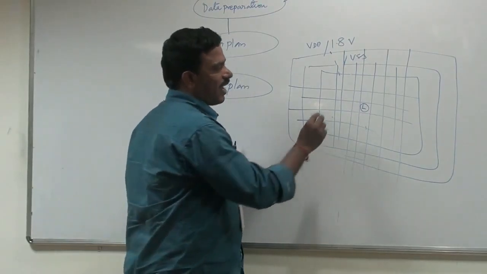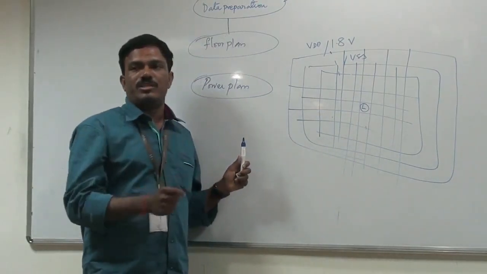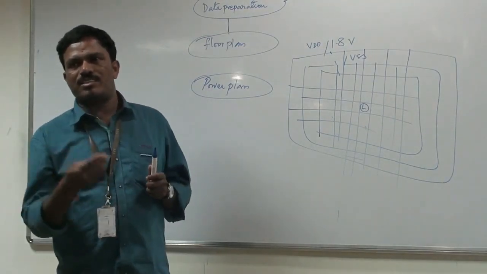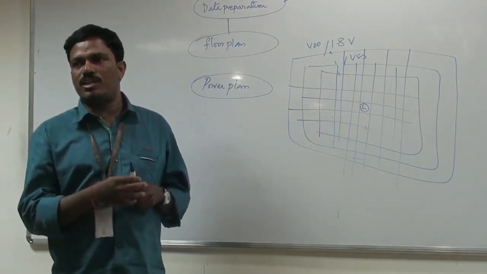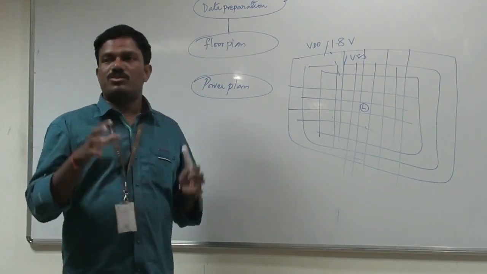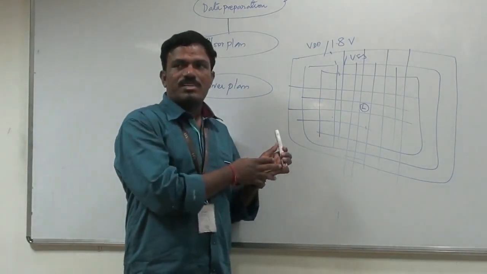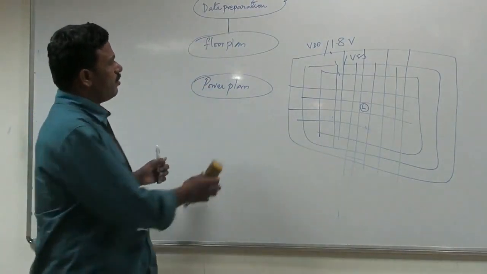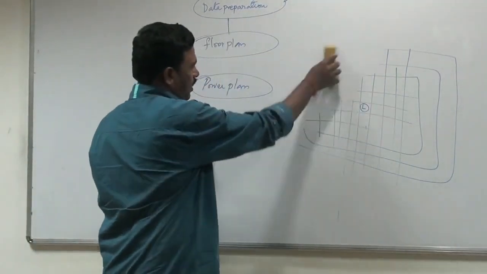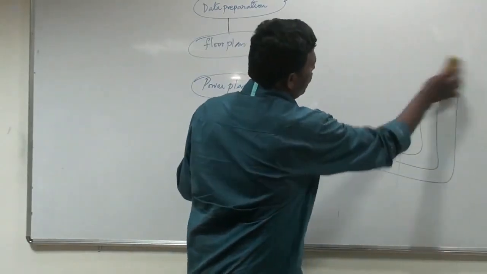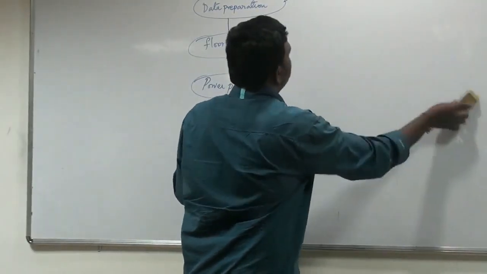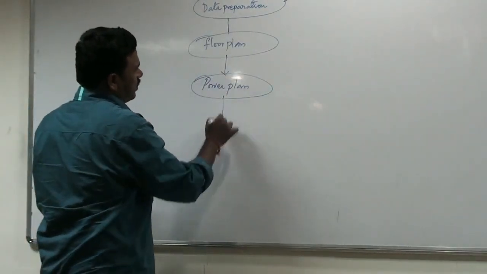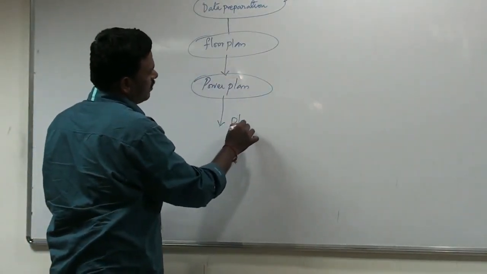The idea is that every individual component needs to get 1.8 volts, or within the tolerable limit of VDD. That we achieve in the power plan stage. Once the floorplan is done and the power stripes as well as the ring are identified, then go for place design.